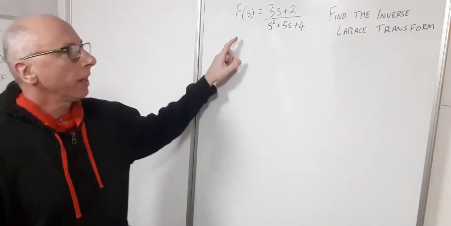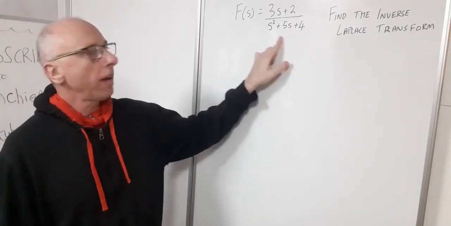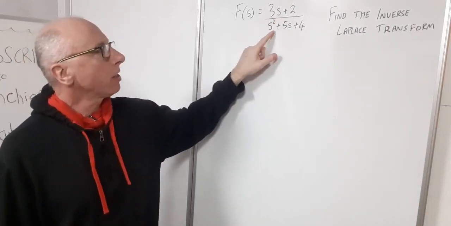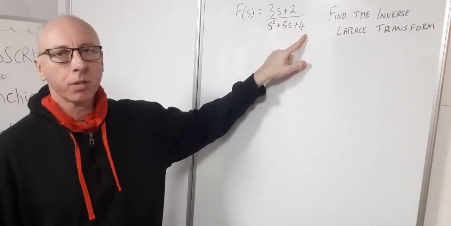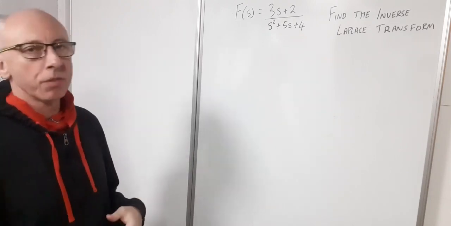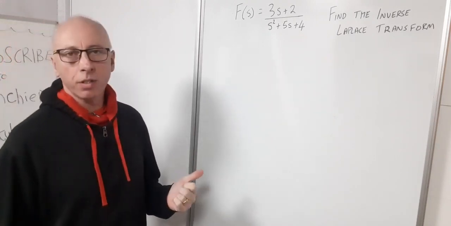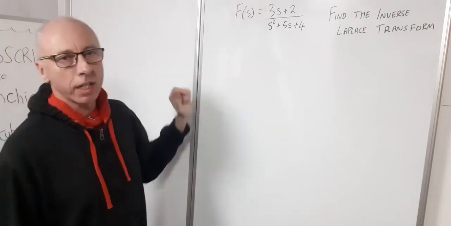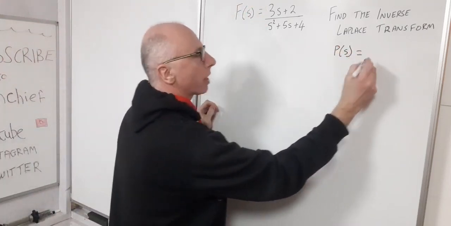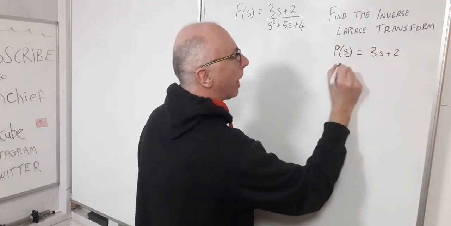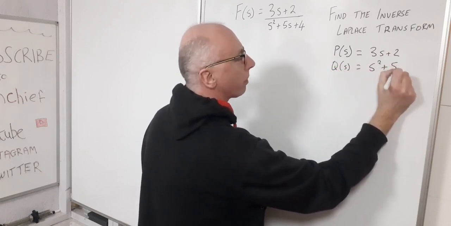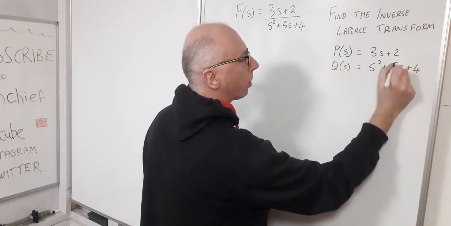In this question we're going to find the inverse Laplace transform of F(s). Now here we've got (3s + 2) divided by (s² + 5s + 4). Before we go on to take the inverse Laplace transform, we need to check what we've got in terms of this fraction. So we'll let P(s) equal 3s + 2, and we'll let Q(s) equal s² + 5s + 4.